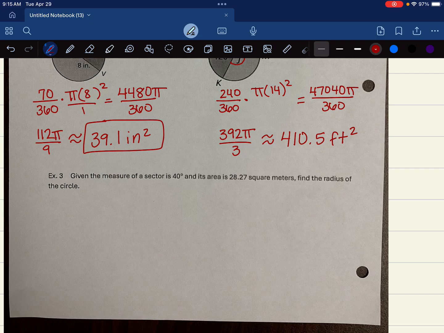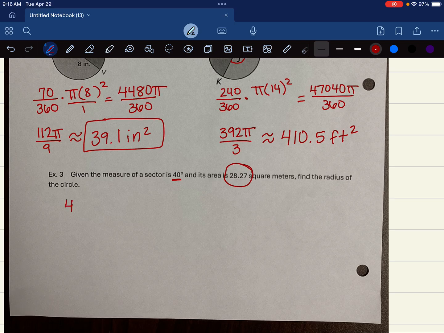All right. Last one. And I'm going to be done. Given the measure of a sector is 40 degrees, so it gives us the degree measure, but then it tells us what? The area, our final answer. Okay? So 40 over 360, we start the same way, times what formula? Pi r squared, right? Are we using the area formula every time? And what am I setting that equal to? 28.27.